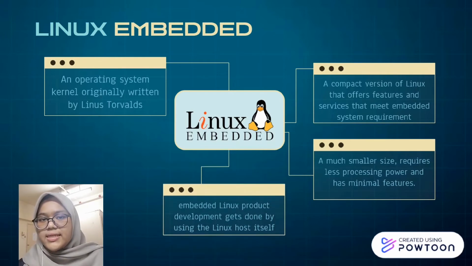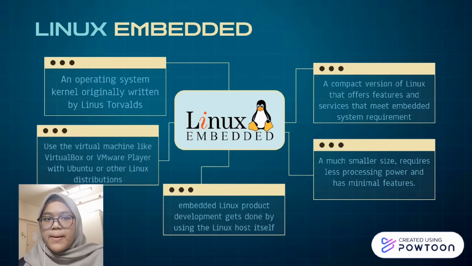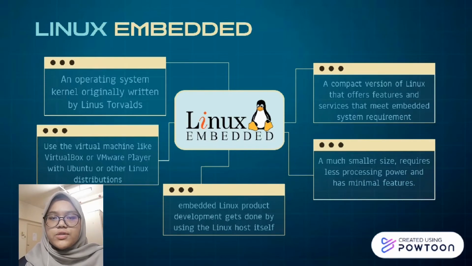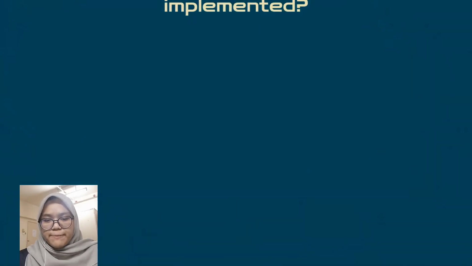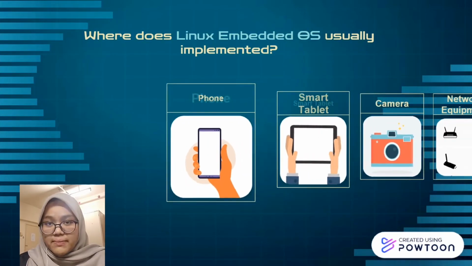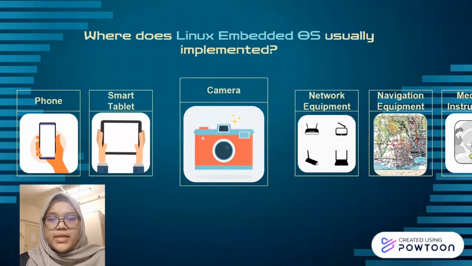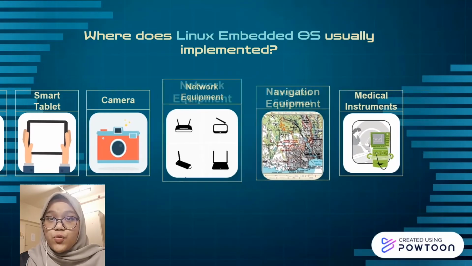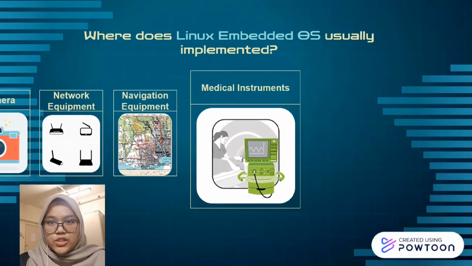In most cases, Linux product development can just use the Linux host itself, but it can also use a virtual machine like VirtualBox or VMware Player with Ubuntu or another Linux distribution. Where is Linux Embedded OS usually implemented? It can be found in phones, smart tablets, cameras, network equipment, navigation equipment, and also medical instruments.